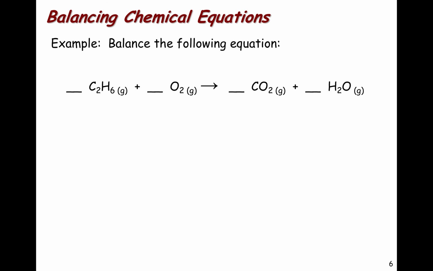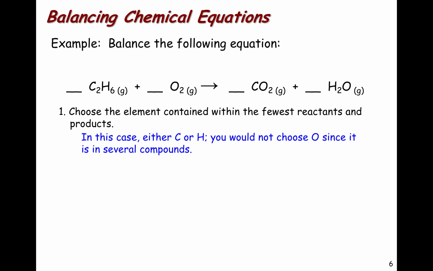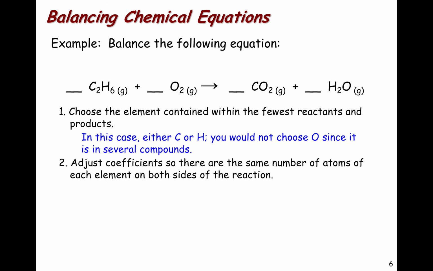As an example of balancing a slightly more complex reaction, in this case we're going to do the complete combustion of ethane with oxygen to produce CO2 and water. And so in this case, typically we would start with either the carbon or the hydrogen. Carbon is a fairly typical first choice. So in this case, we see that we have 2 carbons in the ethane, and so we would then go ahead and put a 1 in front of that and a 2 in front of the carbon dioxide. That balances the carbons.